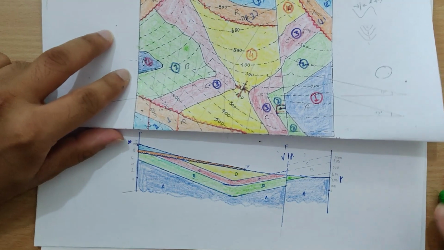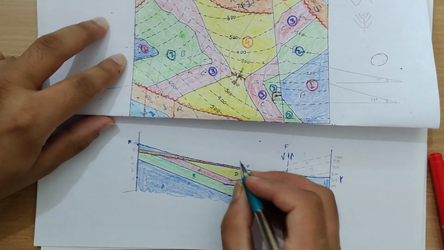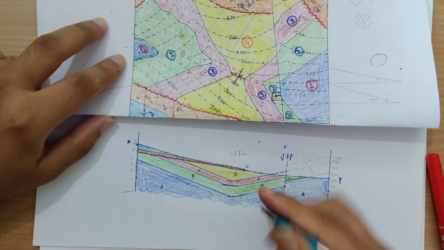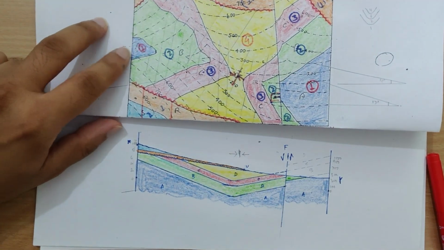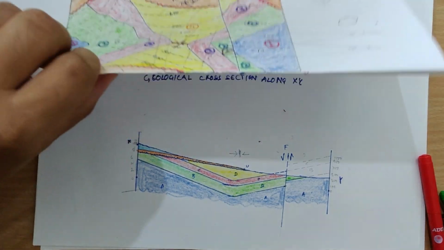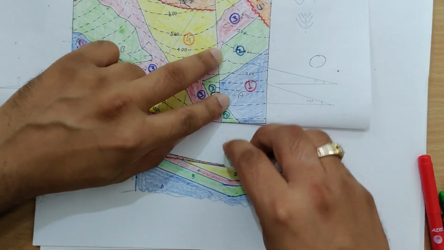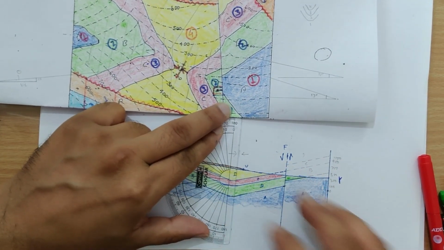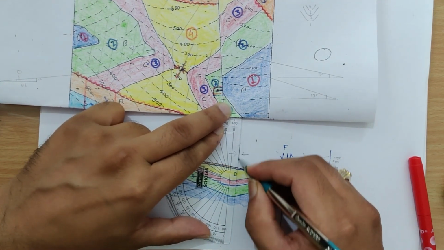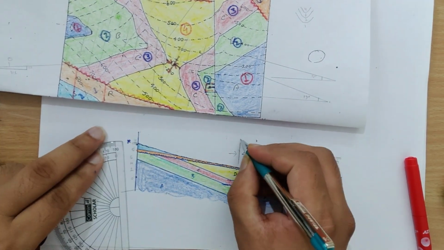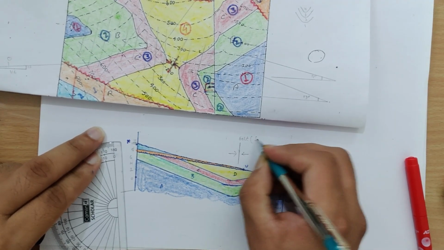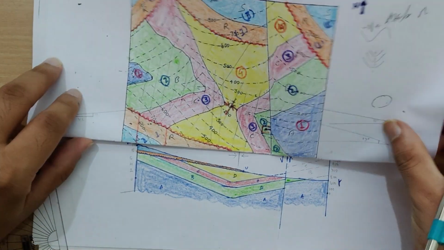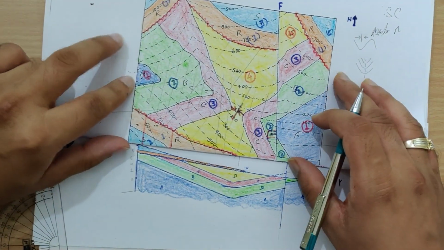Now we have to mark this core of the syncline as well, which we can do by marking the symbol onto the core. This line should be straight and clear. Remove it once and draw it with the help of a scale. So here is our fold, and this is the center. Right.